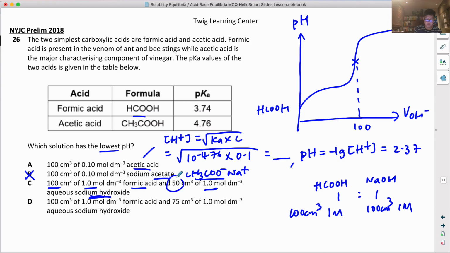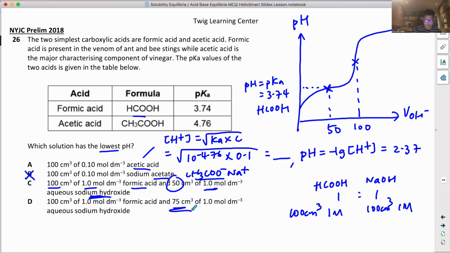But the question is asking for 50, right? 50, so it's over here. So this is your maximum buffer, which means pH equals pKa. So for formic acid, this is going to be 3.74. Okay, actually 3.74. All right.